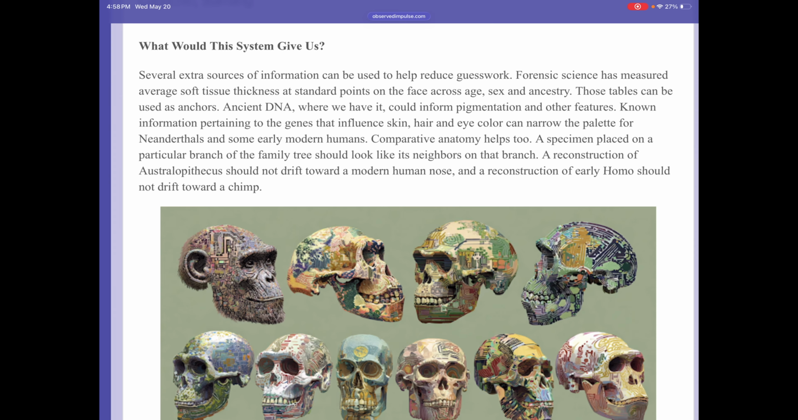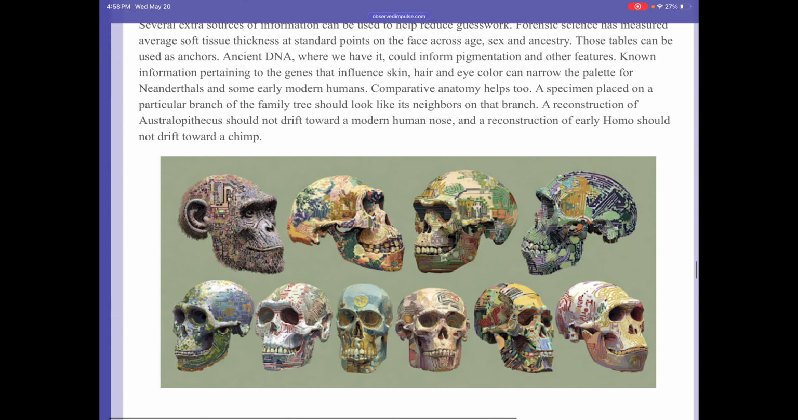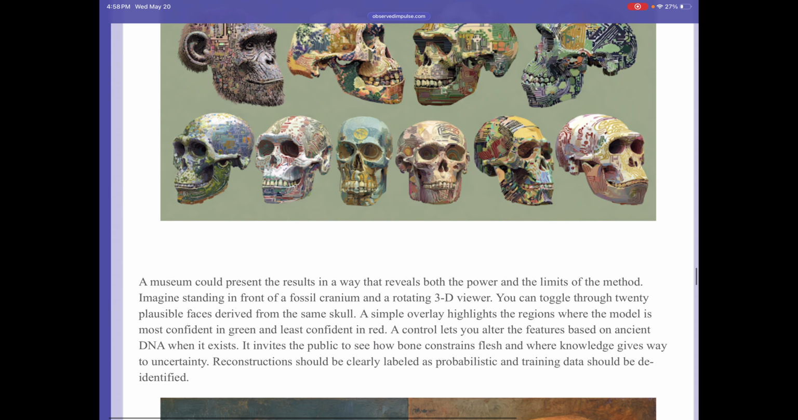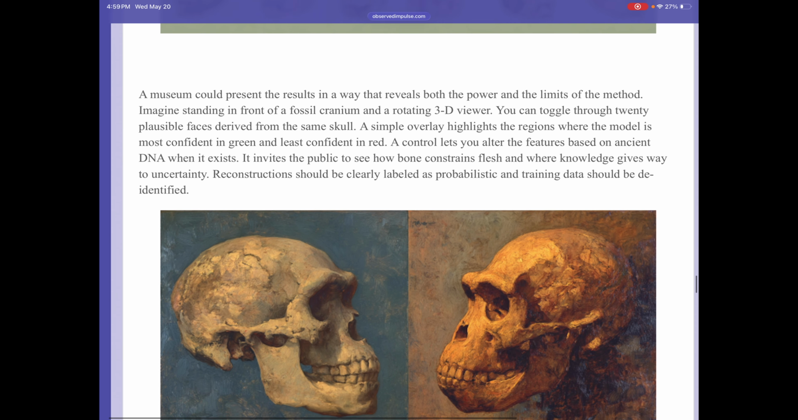Ancient DNA, where we have it, could inform pigmentation and other features. Known information pertaining to the genes that influence skin, hair, and eye color can narrow the palette for Neanderthals and some early modern humans. Comparative anatomy helps too. A specimen placed on a particular branch of the family tree should look like its neighbors on that branch. A reconstruction of Australopithecus should not drift toward a modern human nose, and a reconstruction of early Homo should not drift toward a chimp.